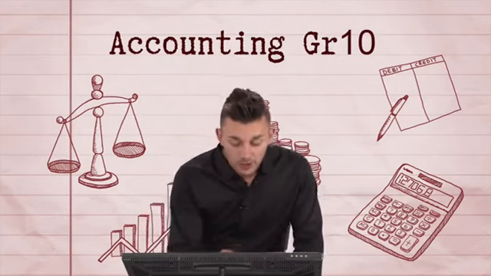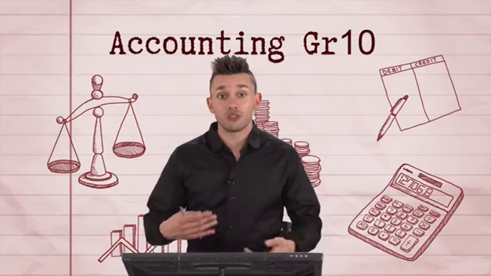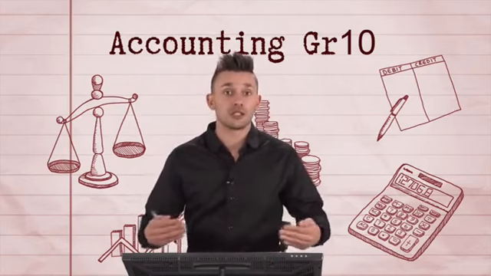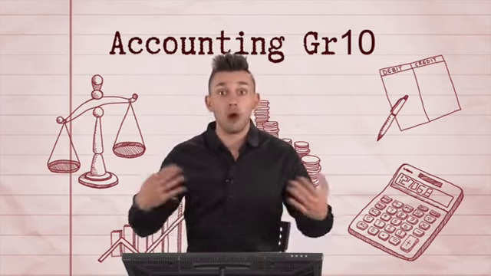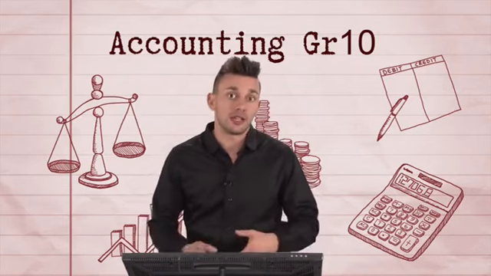Now, adjustments are made at the end of every year so that the financial statements are accurate. And again, not just one company will do it, not just one sole trader will do it, all businesses will do it, and not just in South Africa. Remember, we have the IFRS, the International Financial Reporting Standard. So there's a certain standard set that all businesses use. Most countries use the standards to set their statements at the end of every year.